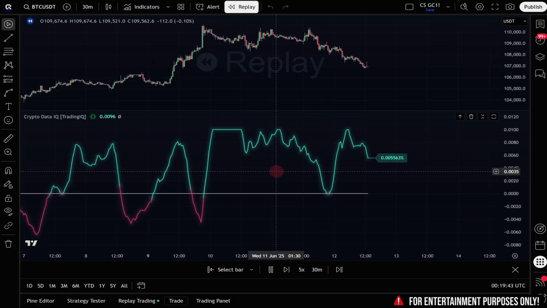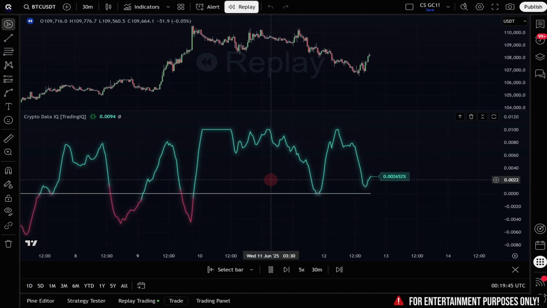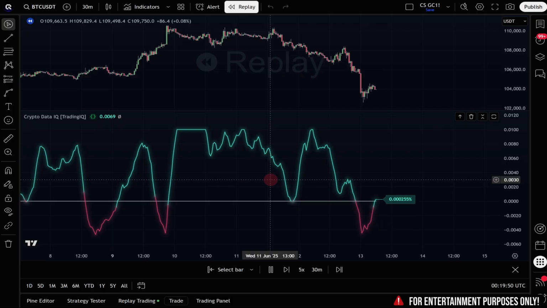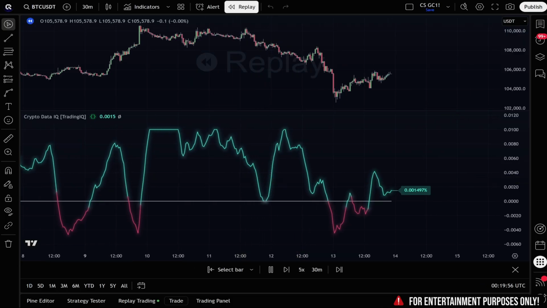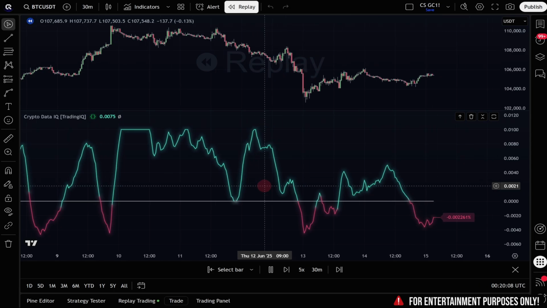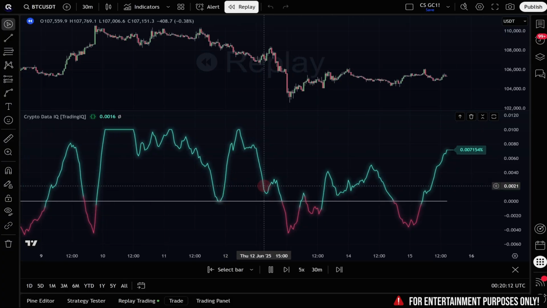Now flip this concept around. When funding goes deeply negative, it means shorts are in control and paying heavy fees to hold onto their short positions, and that often sets the stage for sharp rallies. And with Crypto Data IQ, you can finally watch these shifts play out in real time on your TradingView chart all the way down to the tick level, giving you context that just wasn't available before.